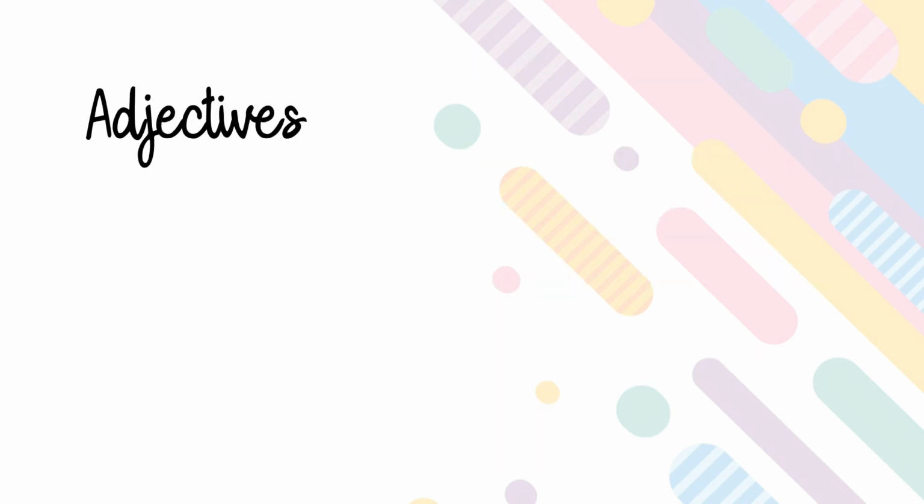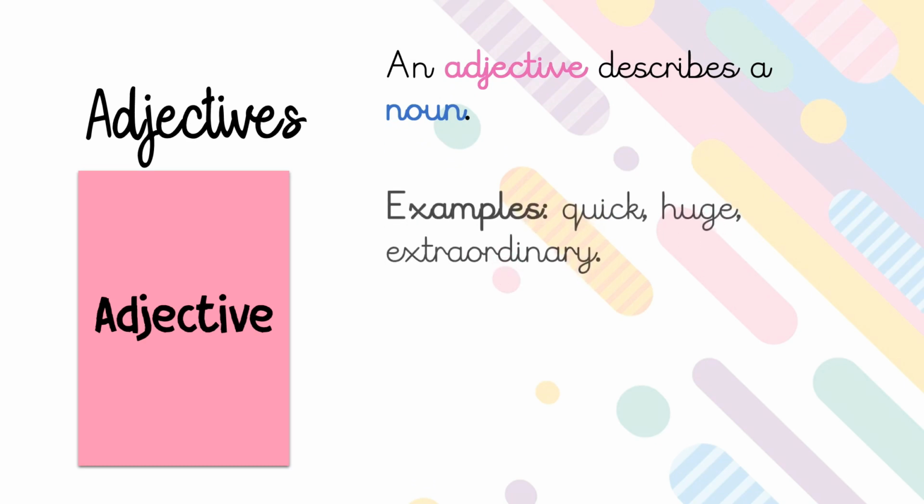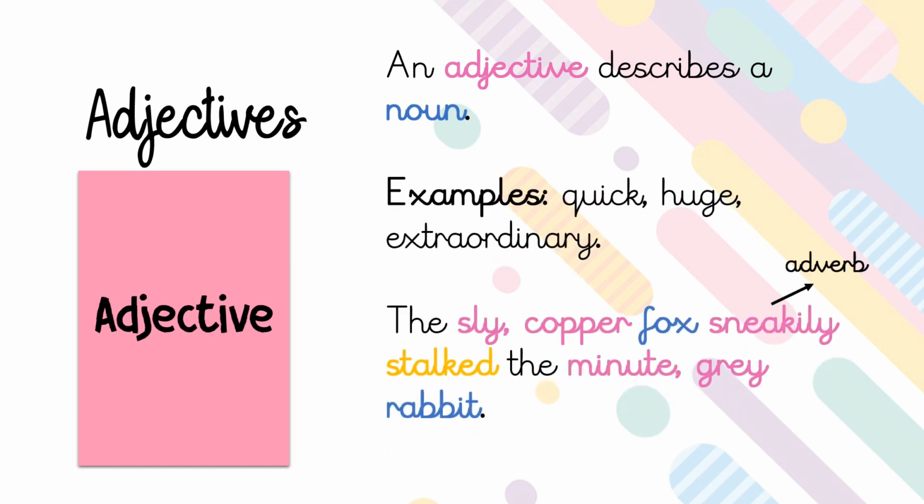Where an adverb describes a verb, an adjective describes a noun. So for example, quick, huge, extraordinary. You can see an example sentence here, and I've colour coded it to help you. The sly copper fox sneakily stalked the minute grey rabbit.